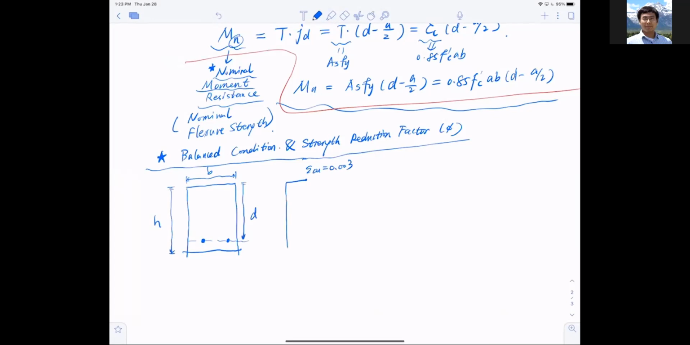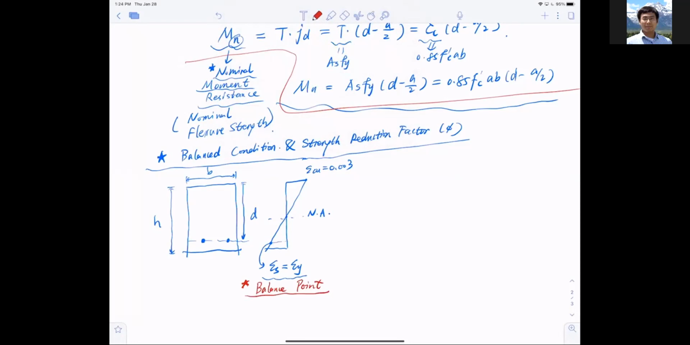And then extending it to the bottom, if this is the neutral axis and my strain condition looks like so, now there is a critical condition. What is this critical condition? What if at this point my epsilon s, which is the strain at the last layer of the bars, happens to equal epsilon y? If this happens to equal epsilon y, we call this the balance point.